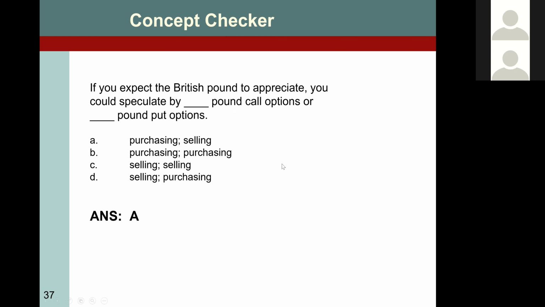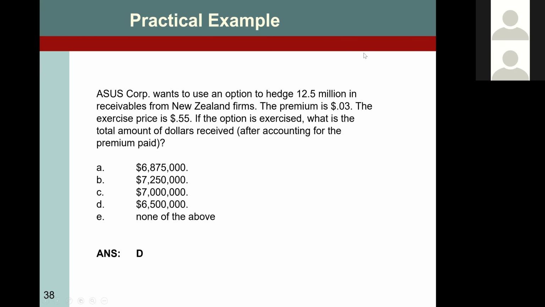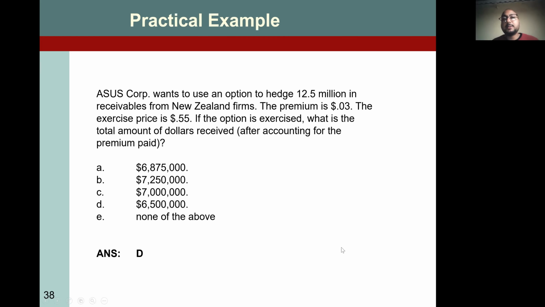Okay. Let's go here. So can you answer this question? ASUS Corporation wants to use an option to hedge 1.2 million in receivables from New Zealand. Receivables. Let's just understand that. ASUS Corporation wants to use an option to hedge 1.2 million in receivables.